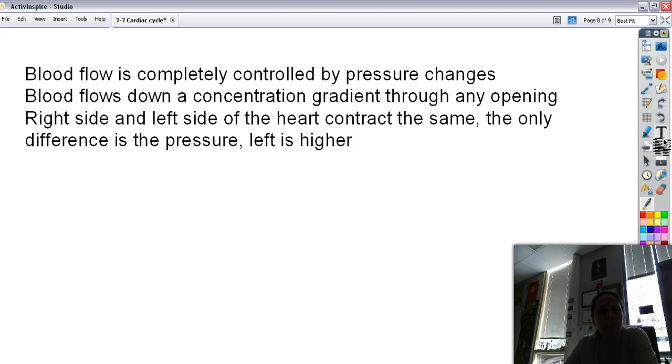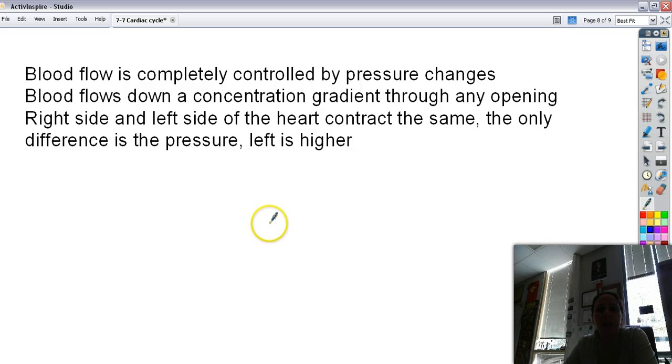Blood flow, therefore, is completely controlled by pressure changes. If it wasn't for changes of the pressure in the ventricles and the valves, all that stuff, then your blood wouldn't know what direction to go. Blood will flow down a gradient, basically meaning from high pressure to low pressure through any opening, whether that's a gunshot hole in your ventricle, blood will go through there, whatever decreases the pressure, easy.